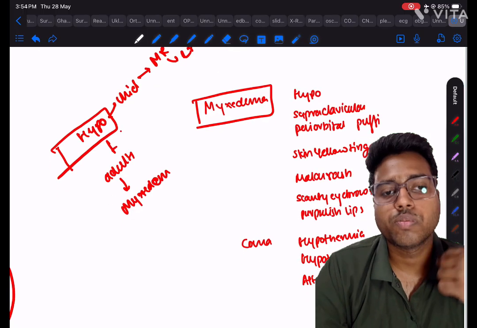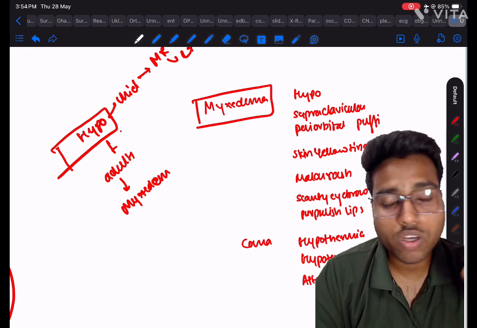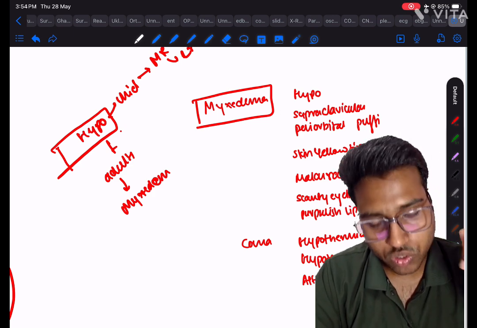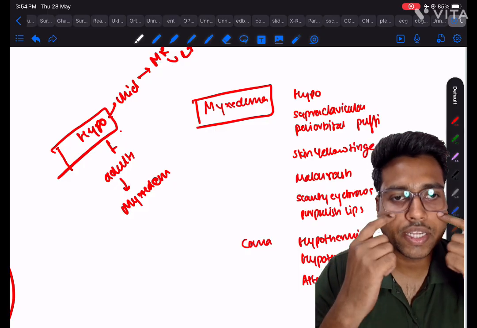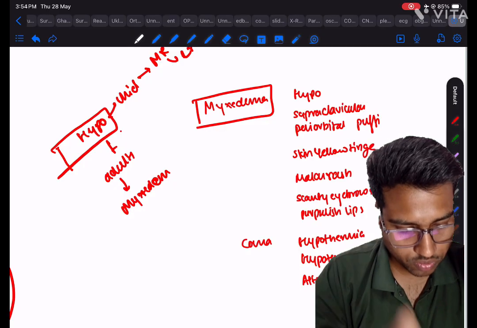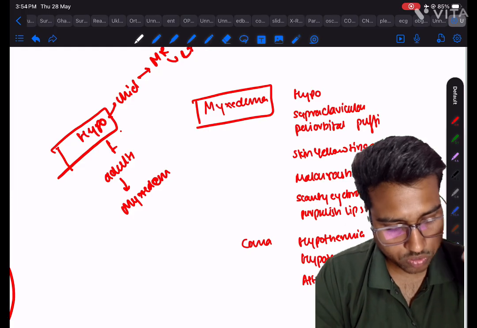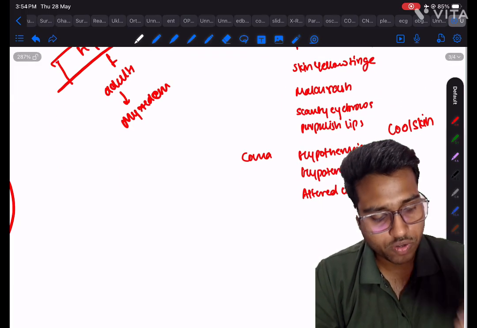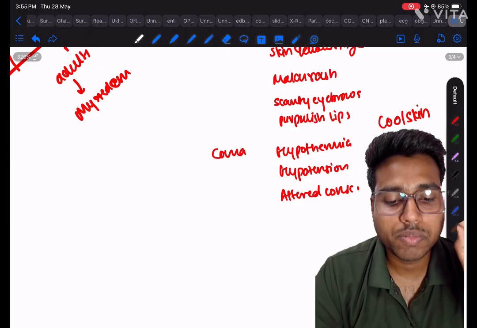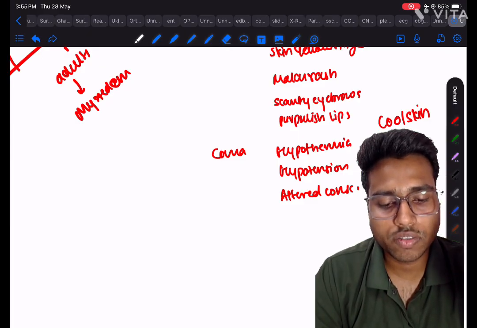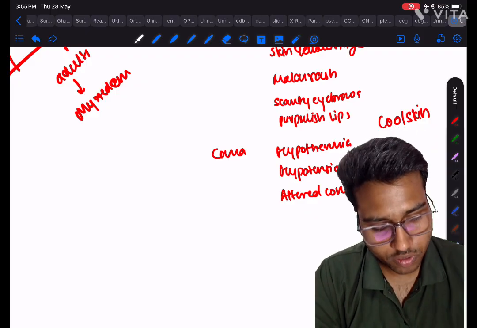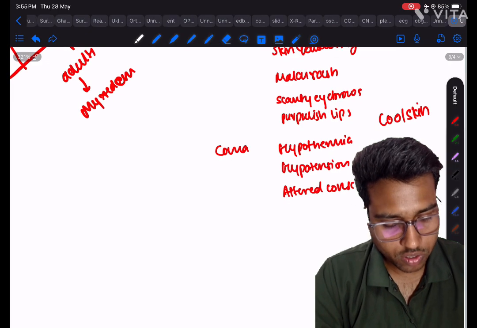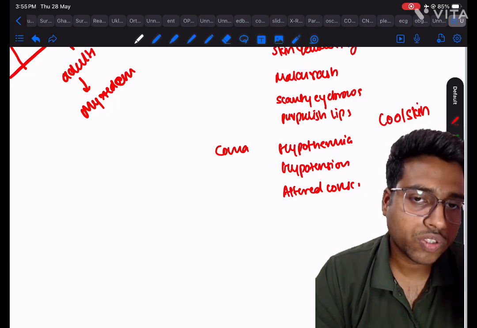It also causes supraclavicular and periorbital puffiness. Okay, it also causes yellowish skin tinge and malar rash, loss of hair, purplish lips, and also the scanty eyebrows that are told. In hypothyroidism, in myxedema, the easiest finding that we can check over here is cool skin. Okay, so that was myxedema.